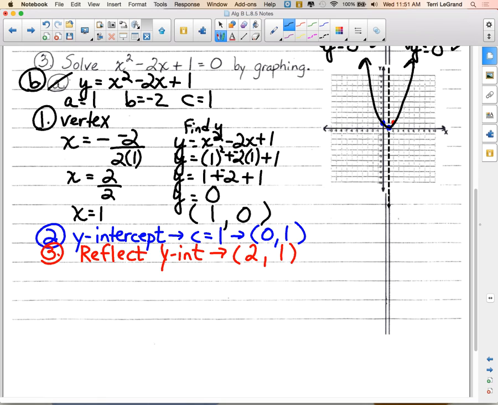Michaela, why do you think we can quit? You already have the 0, right? How many zeros are there? 1. The vertex is our 0, isn't it? It's sitting on the x-axis. So we already know the 0, so I'm going to let you stop here because the 0 is what? 1. So that means our solution is what? x equals 1.